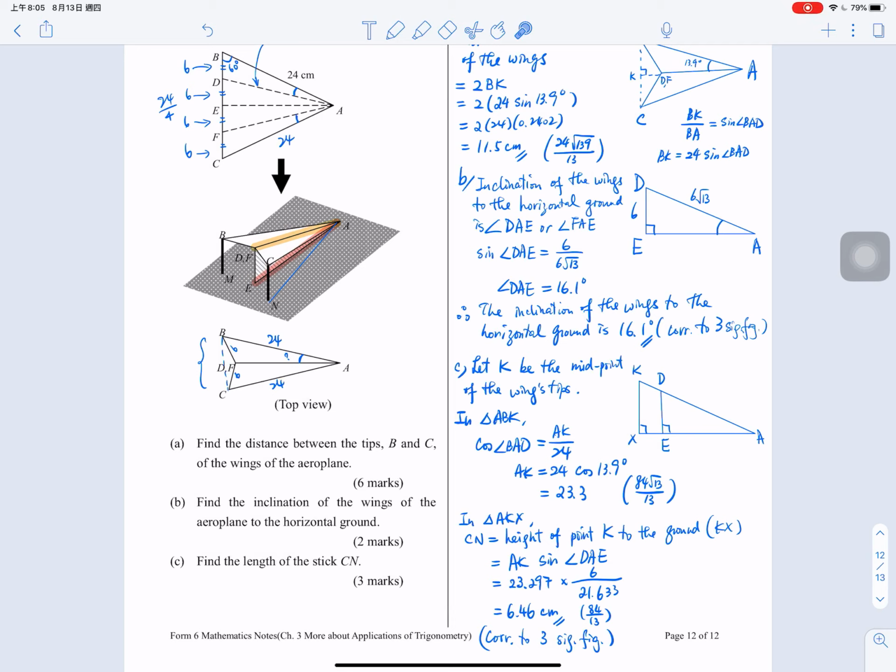Inclination was already shown to you in part B. So we can make use of this one, and then extend it, to more easily find the height of the stick or the length of the stick. Okay? You can have a look once again. Hope you understand clearly. And remember to do the classwork and the homework of 3D problems. Practical problems, you can do more.